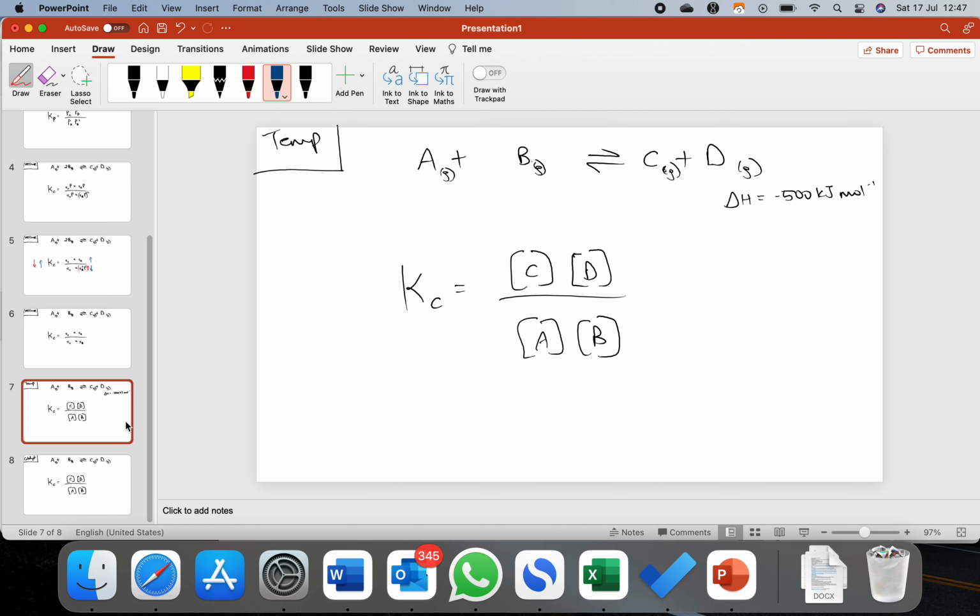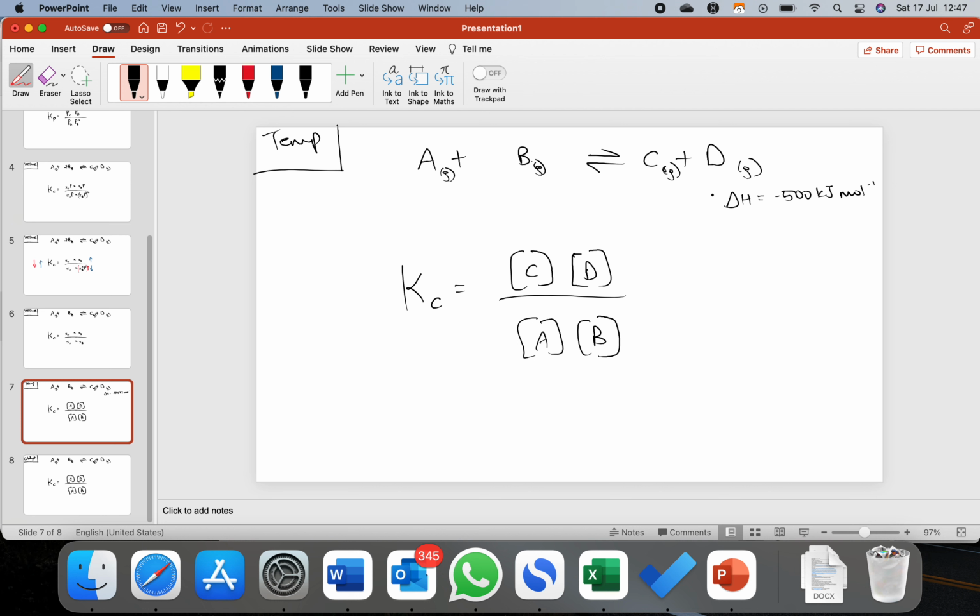Okay, right, moving on to temperature. So with temperature, it gets a bit interesting. So here's the initial setup. You've got this reaction here. I haven't got the two multiple here, so it's just A plus B gives you C plus D. It happens to be a gas, but it doesn't really matter when we're looking at temperature.